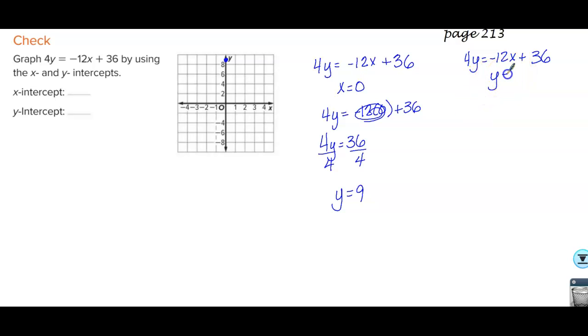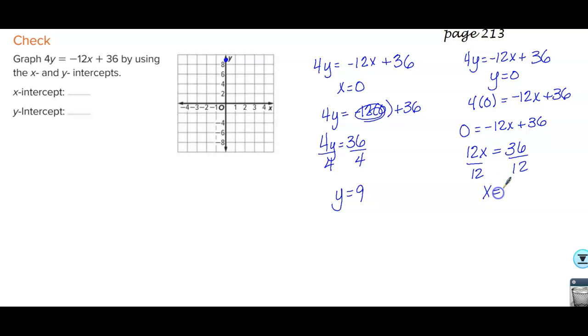Okay, so y equals 0. All right, we're going to substitute 0 for y. So we would have 4 times 0 equals -12x plus 36. Okay. And this will become 0. So now we have 0 equals -12x plus 36. We can add 12x to both sides, and we get 12x equals 36. And then we would divide both sides by 12, and we get that x is equal to 3.